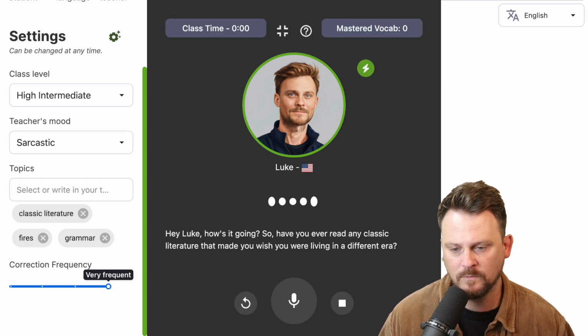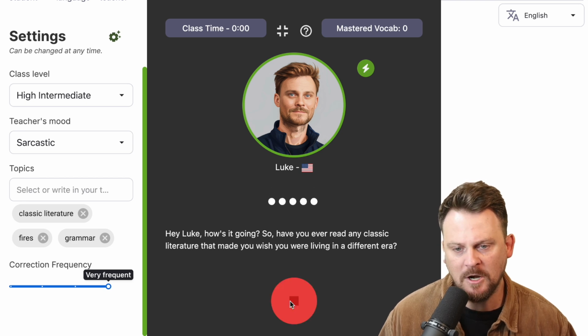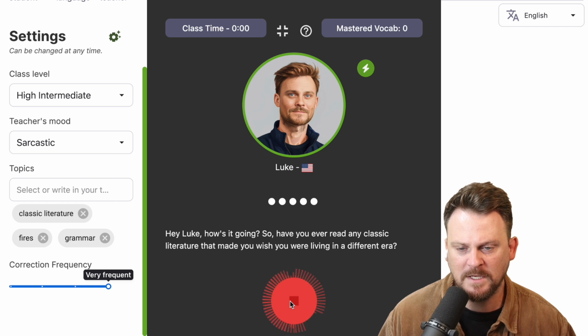Here we go. So, have you ever read any classic literature that made you wish you were living in a different era? There are some sci-fi story in the future, set in the far future, about space traveling to the other planet, and it make me wishing that I could live in that time to explore the other world. I read some book from the author called Asimov.